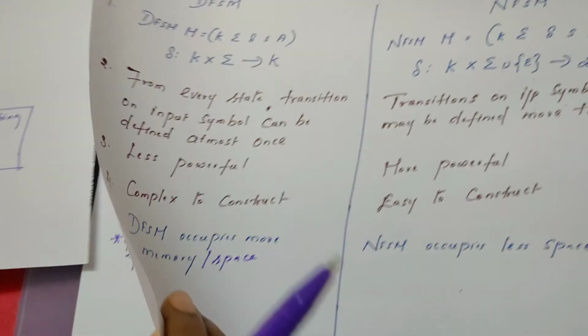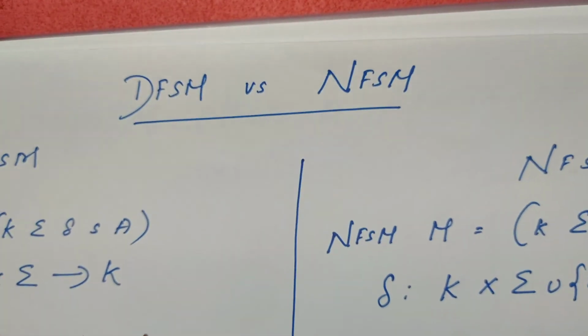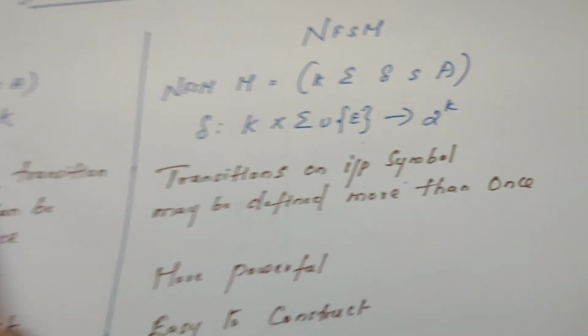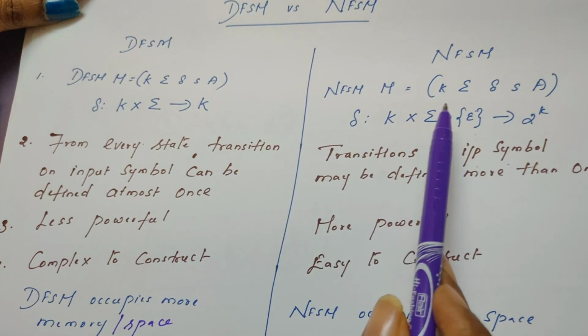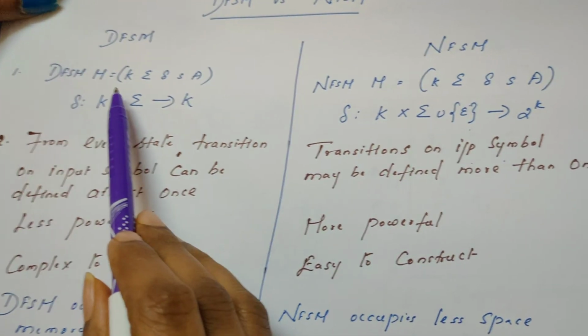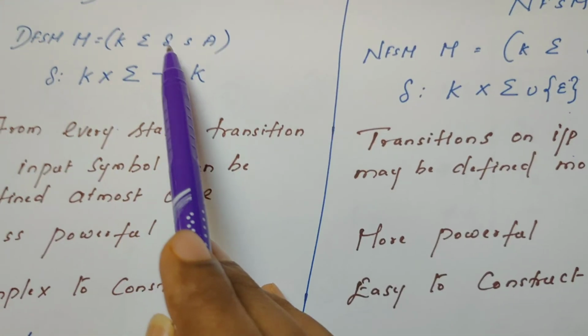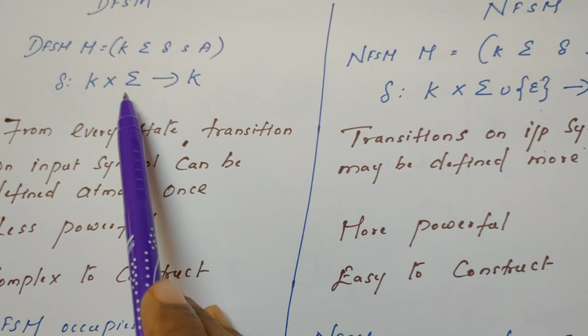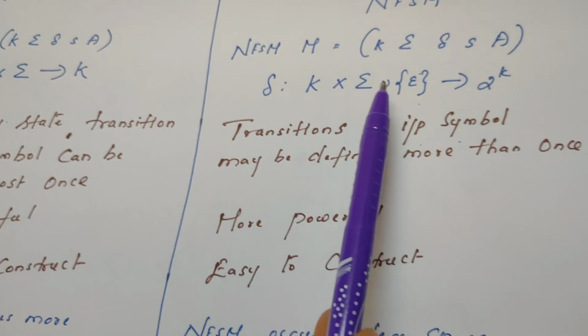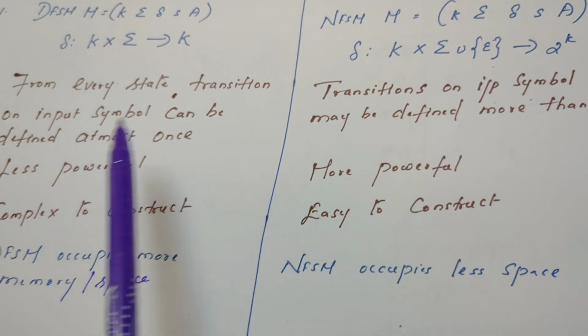Now, I'm just going to display the differences between deterministic finite state machine and non-deterministic finite state machine. Both are defined by the quintuple information. It means there are 5 tuples: K, sigma, delta, S, A. Only there is a difference in the transition function. This we have already discussed in the previous video.